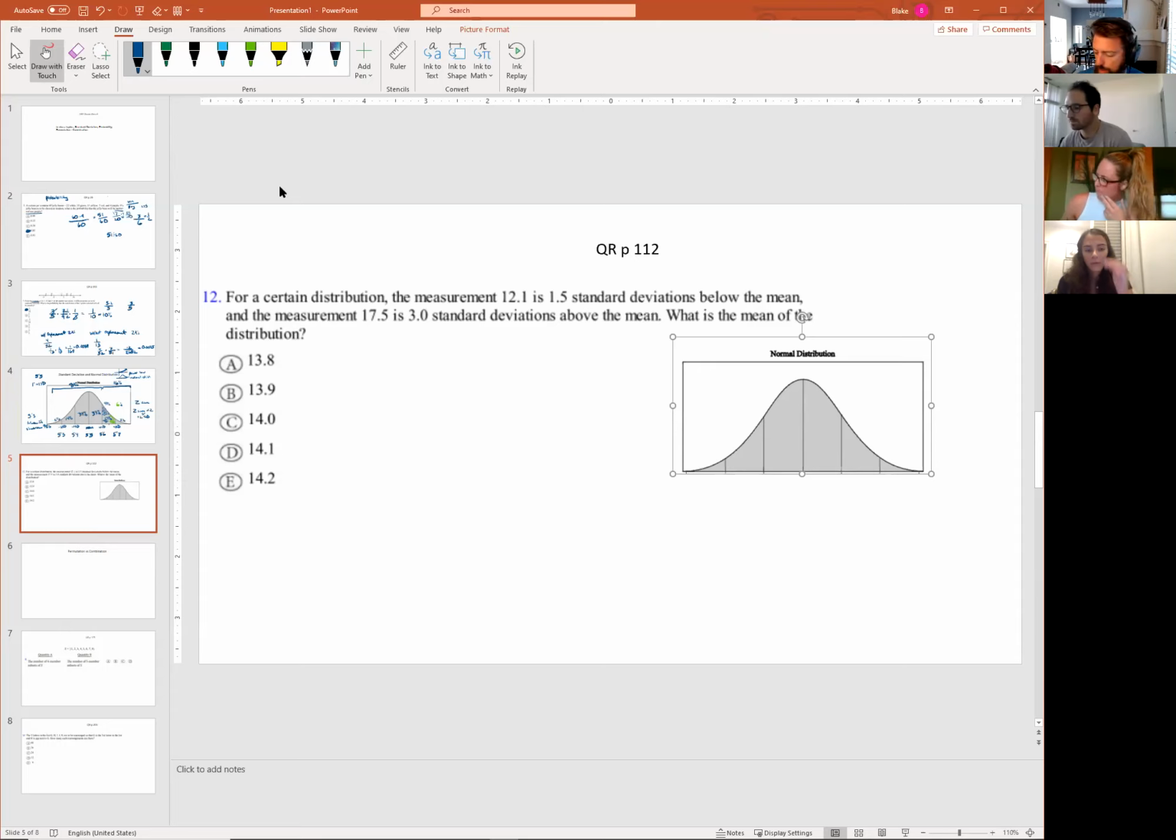Carson, why don't you tell me what you did for this one? So I just estimated and actually got it wrong. I assumed I was close. I put 13.8. And the reason I estimated it that way was that if 12.1 is only 1.5 standard deviations below the mean, and 17.5 is 3 above, then obviously 17.5 is going to be less than 2%. Isn't it like 0.5 or something, right? It's really tiny.